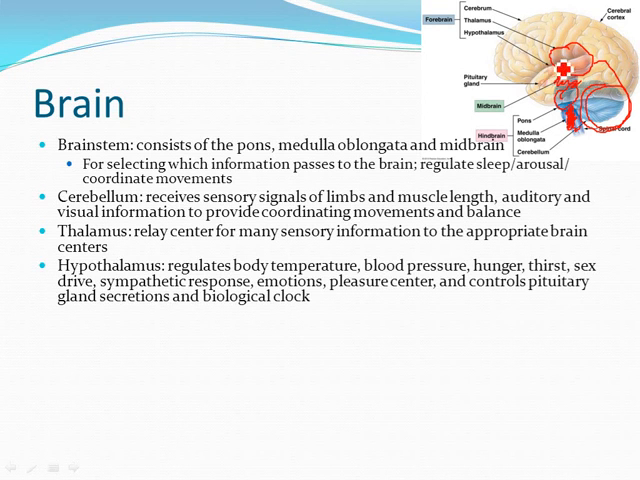The hypothalamus is right underneath the thalamus here. This is the thing that I'm coloring now. The hypothalamus does multiple things. It helps regulate our temperature, blood pressure, hunger, thirst, sex drive, sympathetic response, emotional pleasure center, and also helps control our pituitary gland. And it also is involved with our biological clock. So it does a series of things. When we're talking about how we regulate body temperature, whether through sweating or shivering, it's controlled by the hypothalamus.